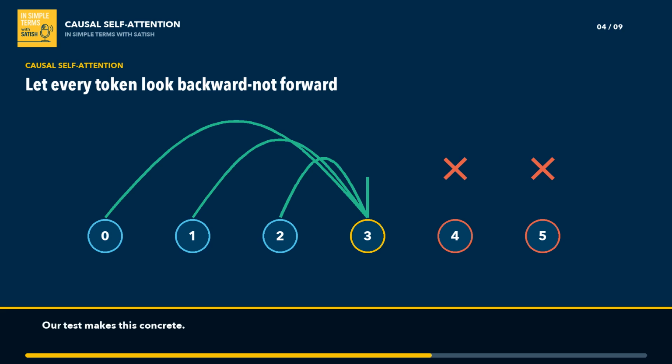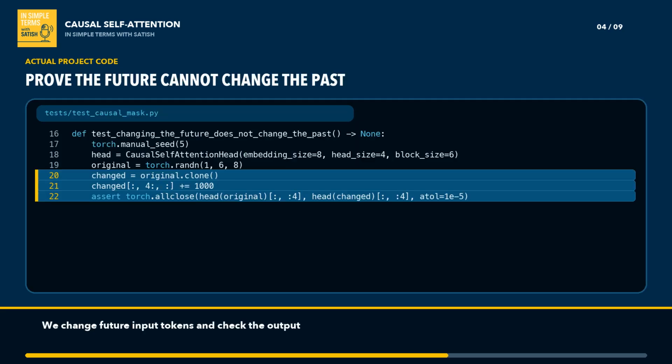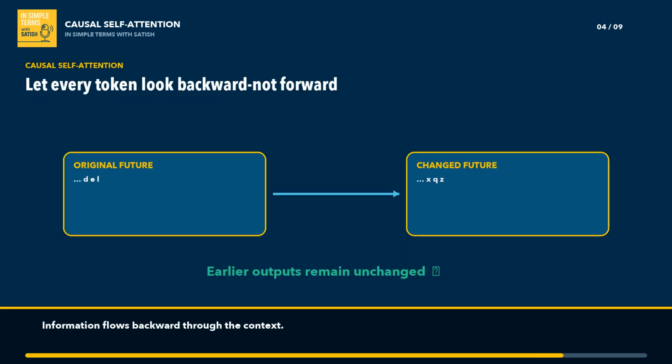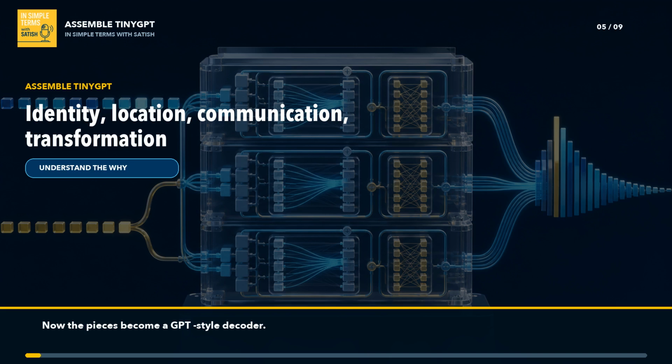Our test makes this concrete. We change future input tokens and check the output at earlier positions. Those earlier outputs must remain unchanged. A mathematical mask, a behavioral test, and a plain language explanation all point to the same guarantee. Information flows backward through the context, never backward from the answer. We can now combine this safe communication mechanism with the remaining parts of a transformer block. Now the pieces become a GPT-style decoder.